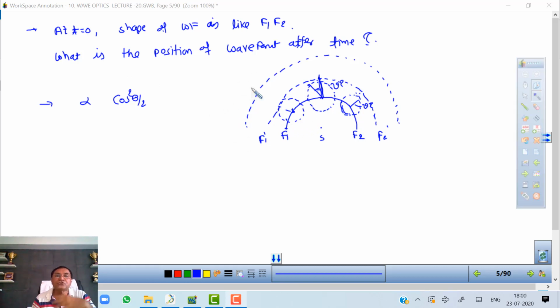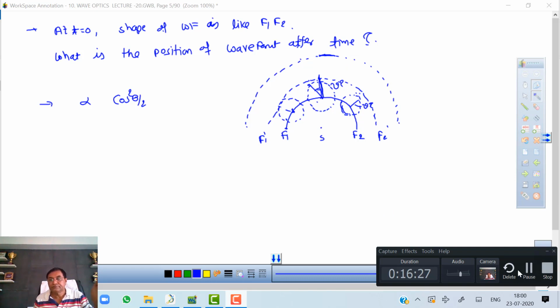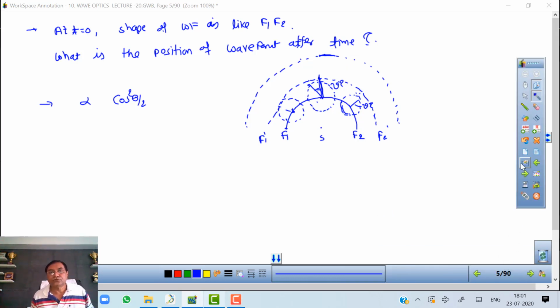As you go far away, the shape doesn't change; the shape that was here is the same shape here and here. But if you take a small part of that, it looks like a plane. We can say that for sure. So we explained the wavefront and propagation of the wave using Huygens' principle. This question can be asked in theory form.